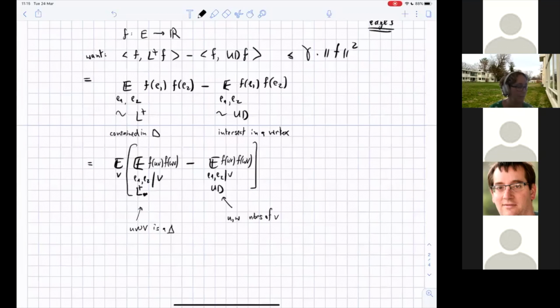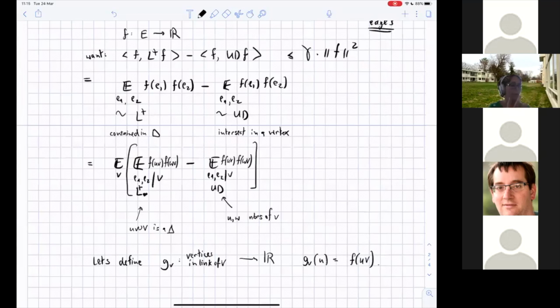Okay, so now let's just look at it from the point of view of the link of V. Let's define GV to be a function from the vertices in the link of V to the real numbers by just saying GV at point U is f of UV.